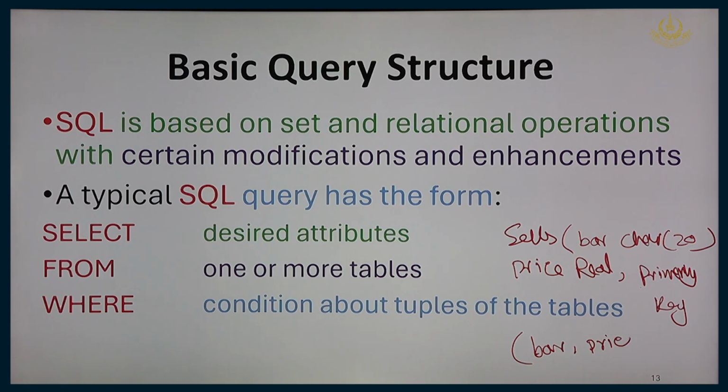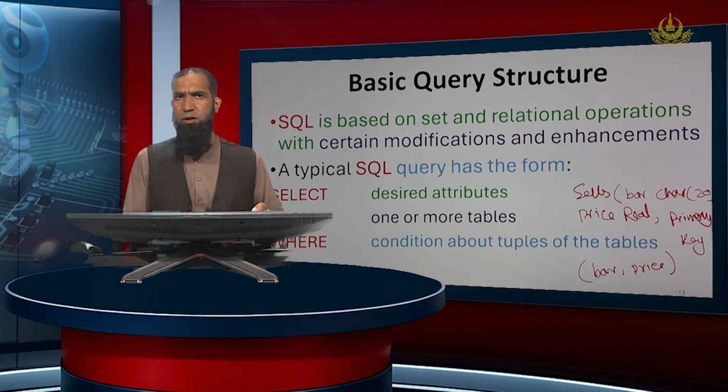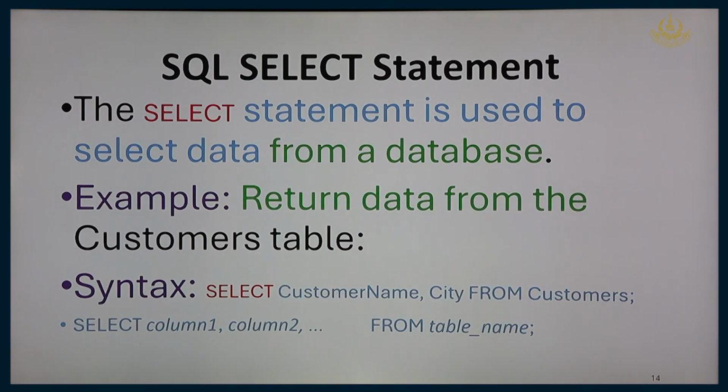It means bar and price together can be the primary key. Here neither bar alone nor price alone is unique, but together they make a unique combination. So if a bar sells Pepsi, that specific combination of bar and price will appear only once. If the same bar sells another brand, it's fine because the key combination changes.